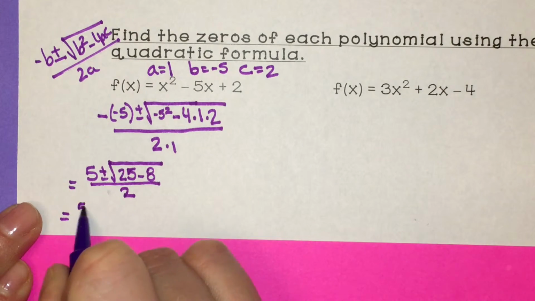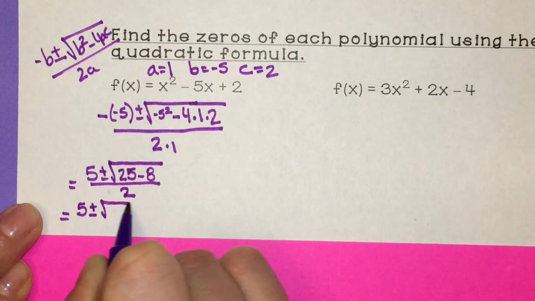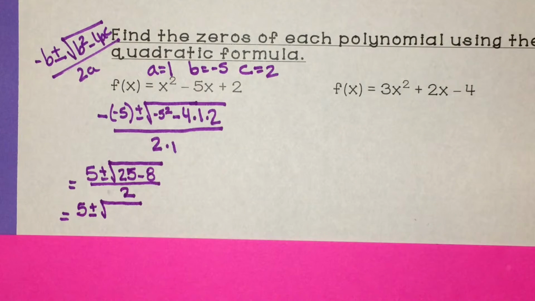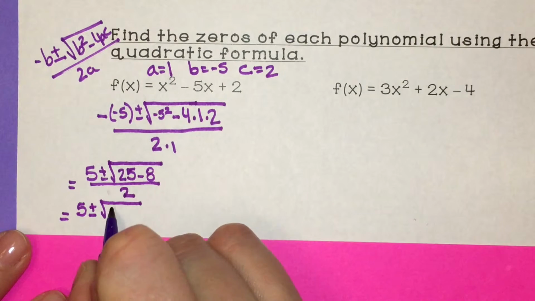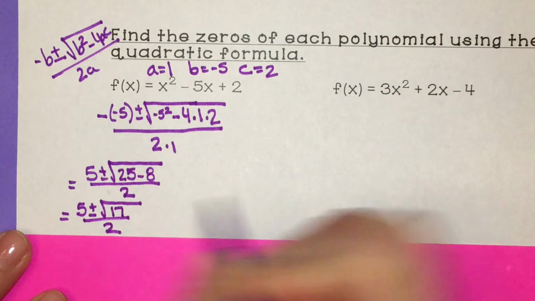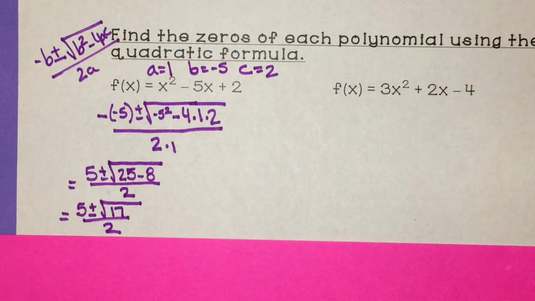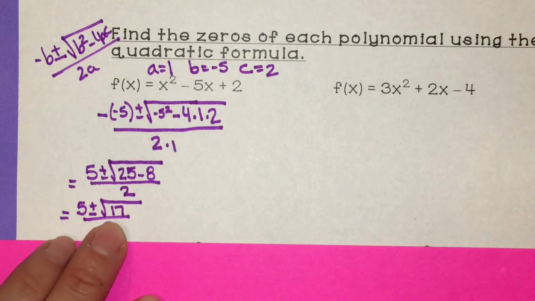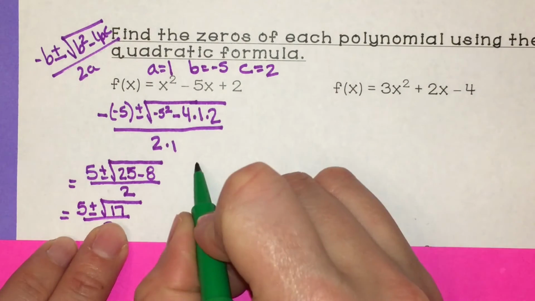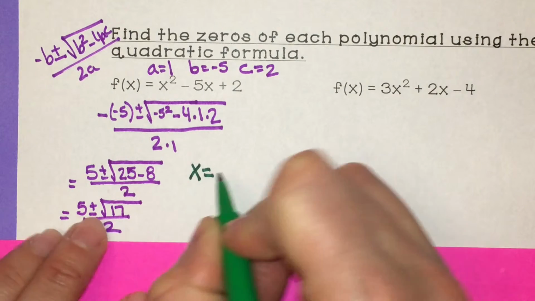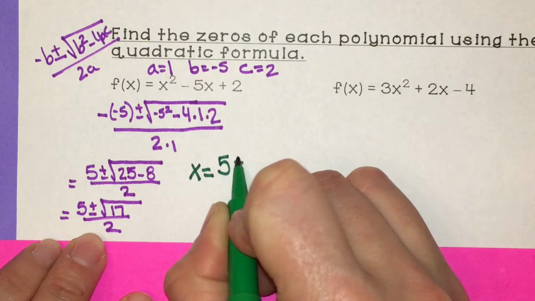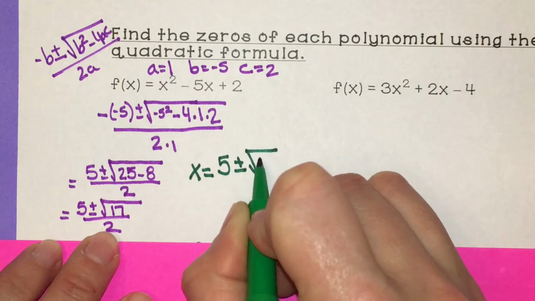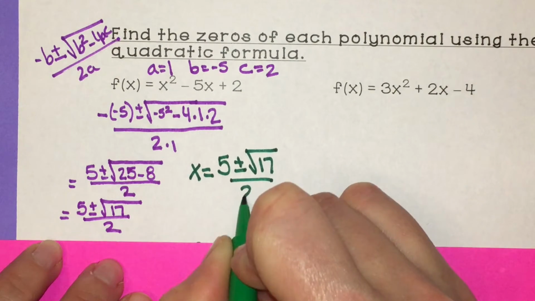Okay, simplify this a little bit more. We have 5 plus and minus the square root. All right, so here we have 25 minus 8, which gives us 17, divided by 2. I can't reduce 17 anymore, because I can't simplify it. Square root of 17 here. So that means x is equal to 5 plus or minus the square root of 17 divided by 2.